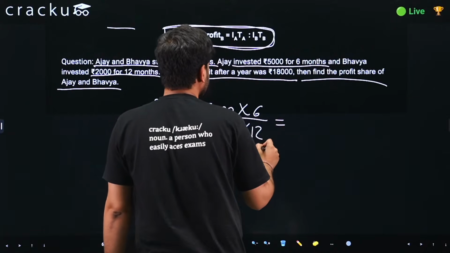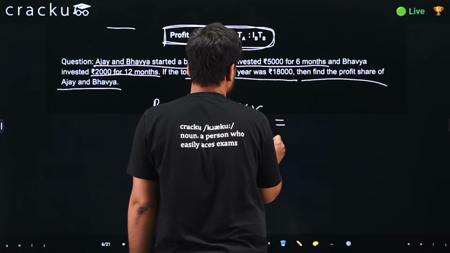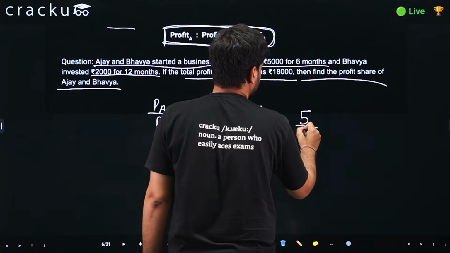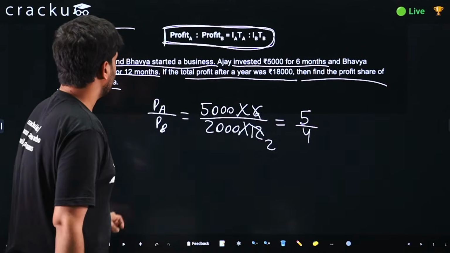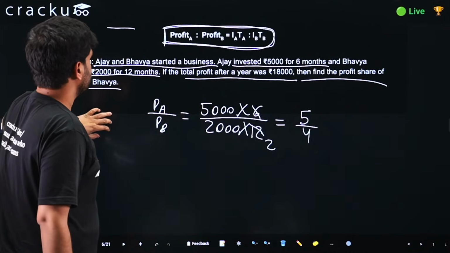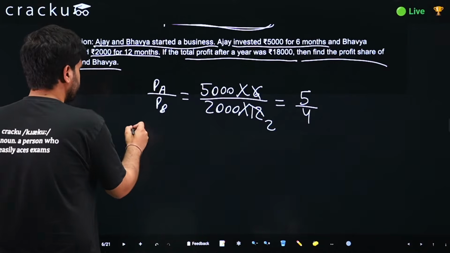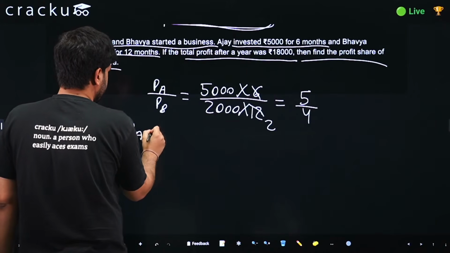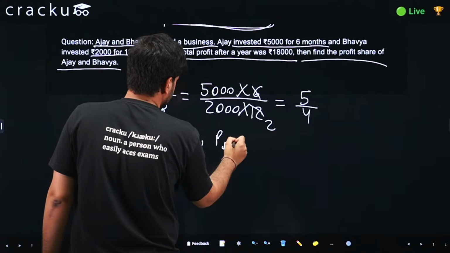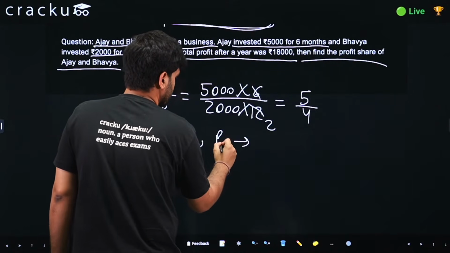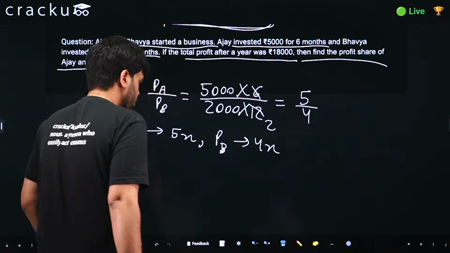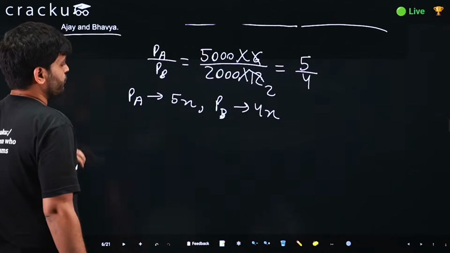So this comes out as 5:4. So profit of A to profit of B is 5:4. So basically, let's consider PA as 5x and PB as 4x.